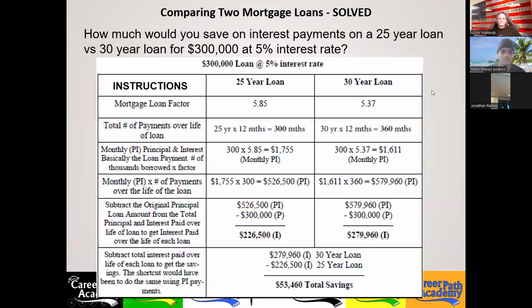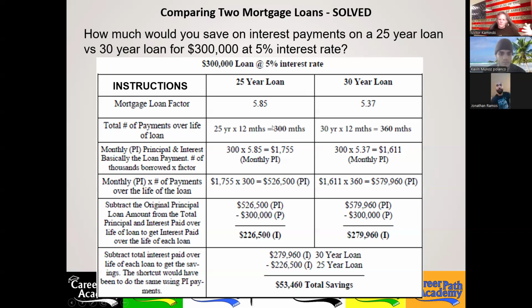Okie doke. So, oh yeah, here it is right here. So here's a comparison I do, which I'm going to teach you probably later on in this chapter. You'll see it again, but this is just a quick thing, just so I could show you. And this isn't even by making the extra mortgage payment, the biweekly mortgage. This is just comparing two different loans altogether. A 25-year loan versus a 30-year loan that are both at a 5% interest rate for $300,000. You save actually $53,460 by paying it off 5 years sooner.